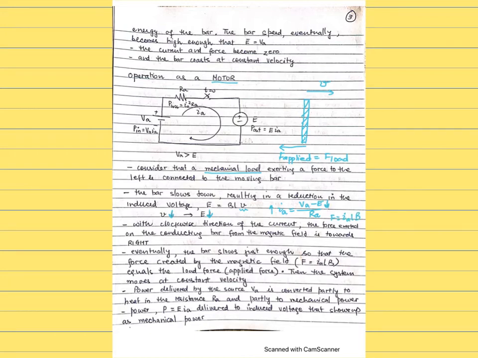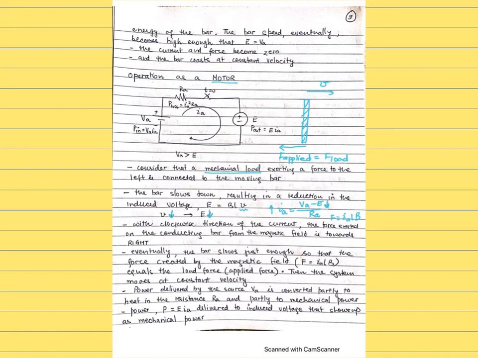Now, what is this force? This is the force which is produced by this system on the bar. It's not the applied force, it is the induced force from the machine. So this force will go up with the current going up. The force exerted on the conducting bar from the magnetic field, which is towards the right, will go up.